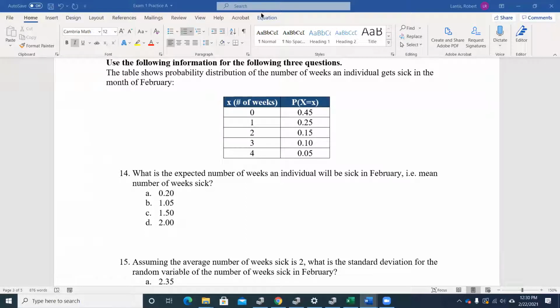So here I've got a discrete random variable: the number of weeks someone gets sick in February, right? This becomes easy because there are exactly 4 weeks in February. So I either get sick 0 weeks, or if I get sick during the first week, I've been sick 1 week, 2 weeks, 3 weeks, or 4 weeks. I can only be sick for these different numbers of weeks.